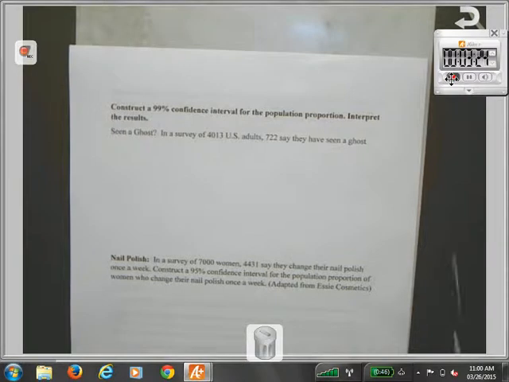Okay, so the first example is we're told to construct a 99% confidence interval for the population proportion and interpret the results. Have you ever seen a ghost? In a survey of 4,013 U.S. adults, 722 say they have seen a ghost.